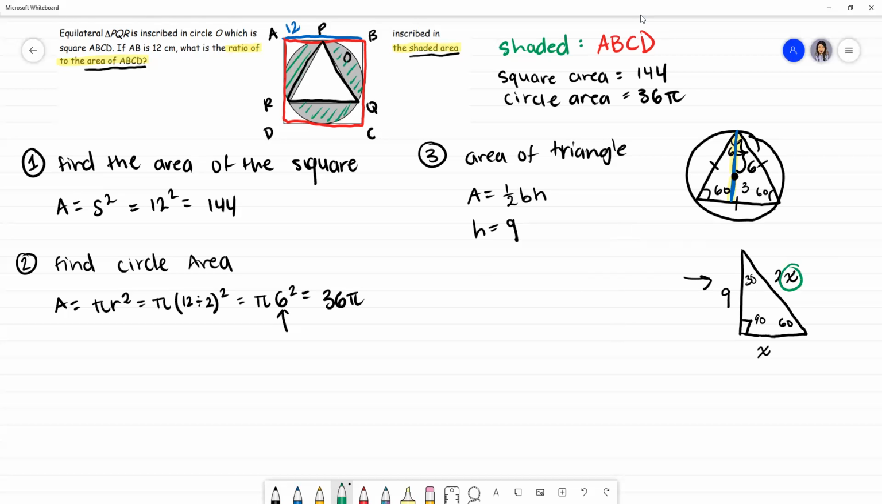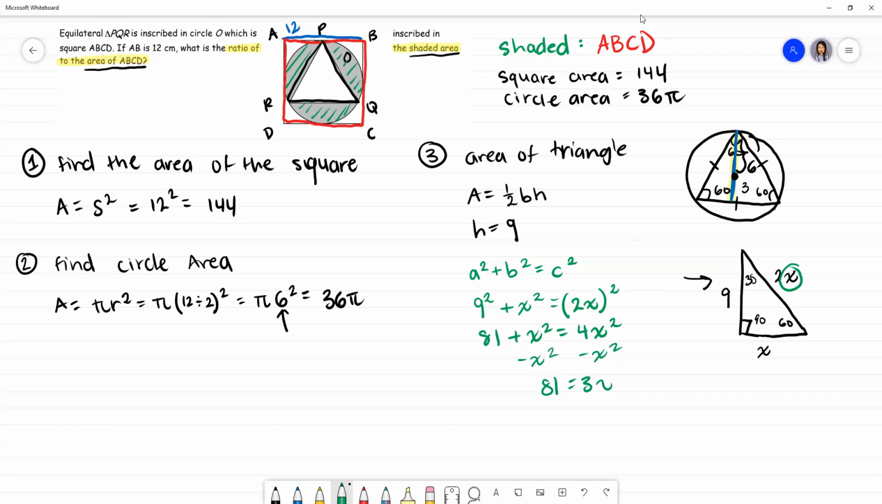So to do that, our formula is a squared plus b squared equals c squared. So if we plug it in, 9 squared plus x squared is equal to (2x) squared. It's important we have those parentheses over there. So let's solve the equation. So 81 plus x squared is equal to 4x squared. And if we subtract x squared from both sides, we get 81 is equal to 3x squared.